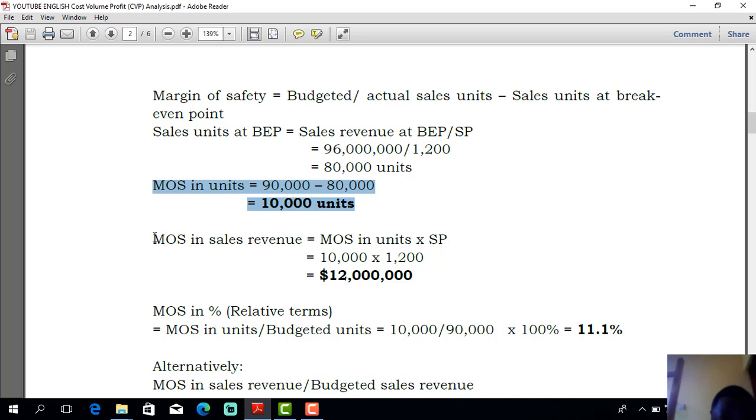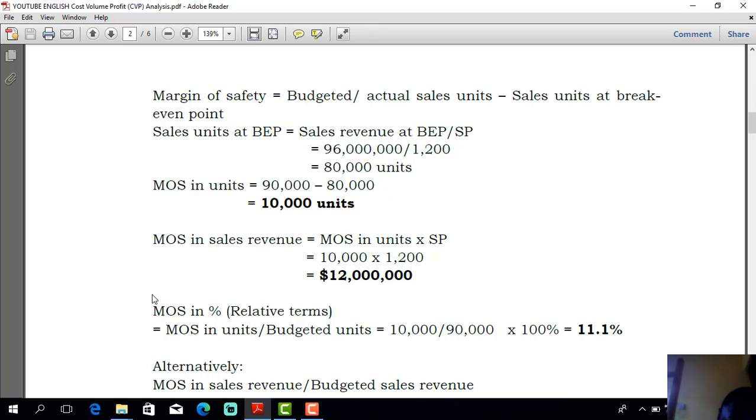What if we are to compute the margin of safety in sales revenue? If you need it in sales revenue and you already have it in units, you just take margin of safety in units times selling price, and you obtain $12 million. That means that we could lose revenue of $12 million without incurring a loss. In case you hadn't computed these 10,000 units in advance, you could have taken budgeted sales minus sales at break-even point.